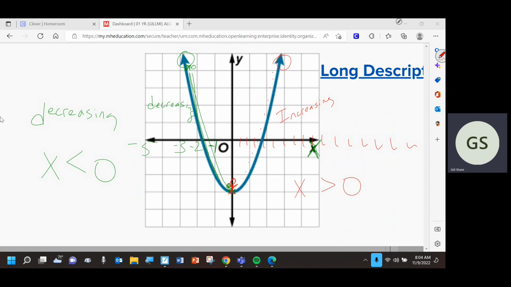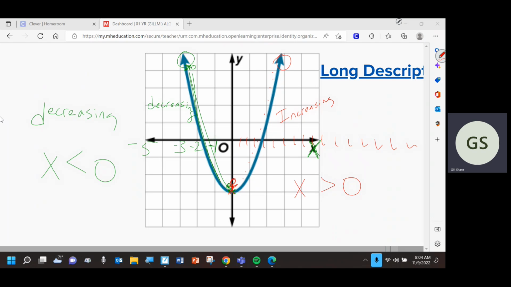So that's what it means when it says, where is the graph increasing? Where is it decreasing? You have to figure out where are you sliding down? Where are you walking up? The number part's always just going to be either the minimum or maximum.